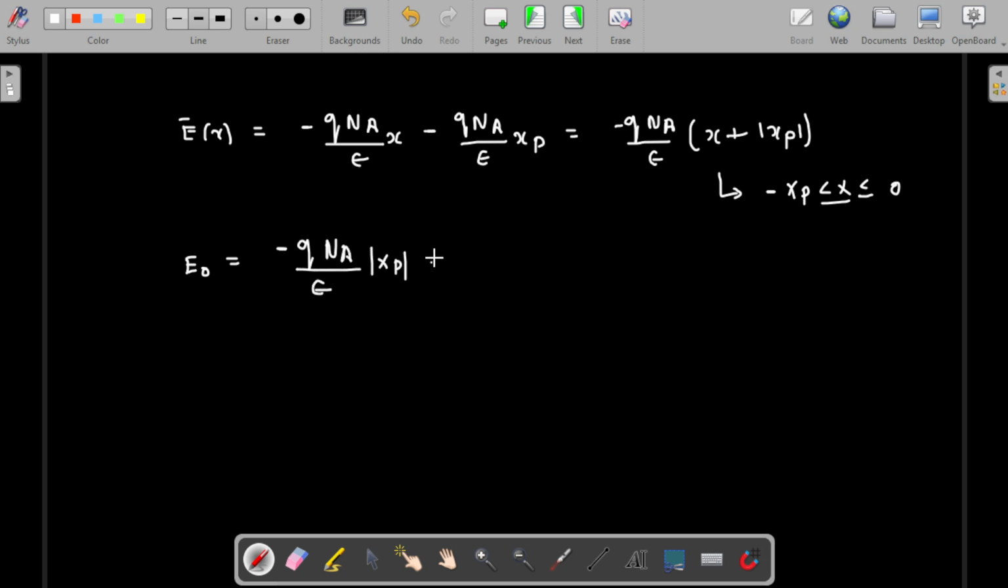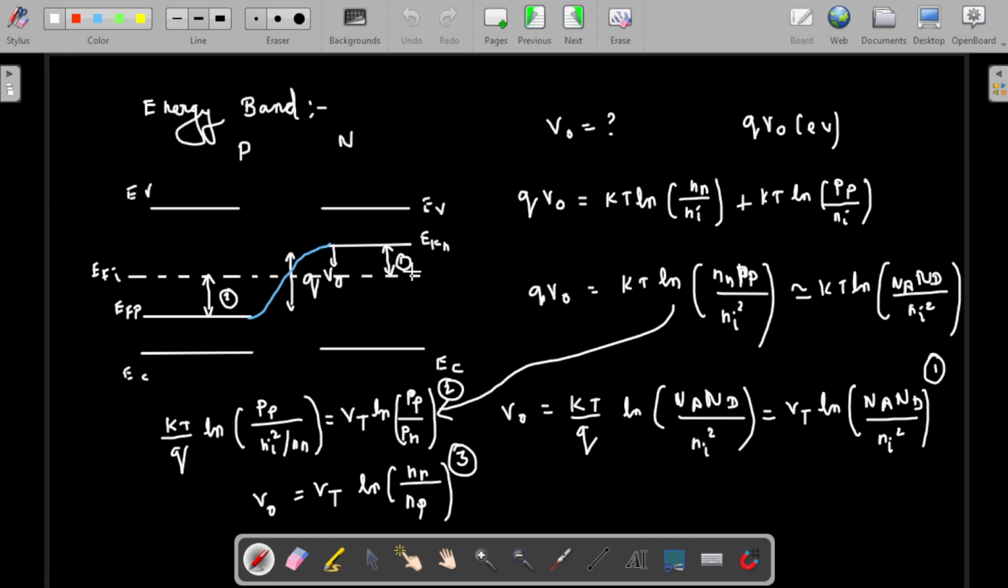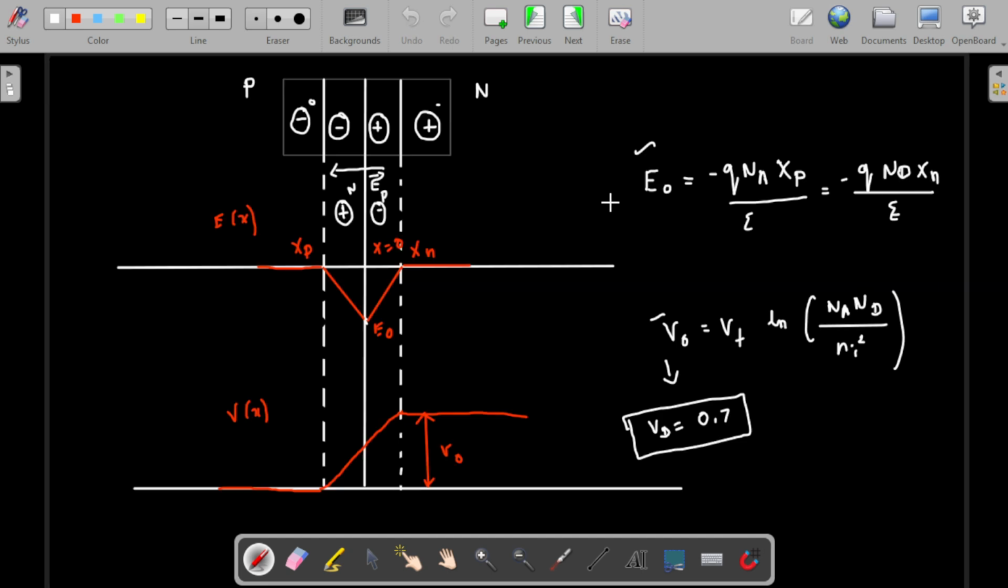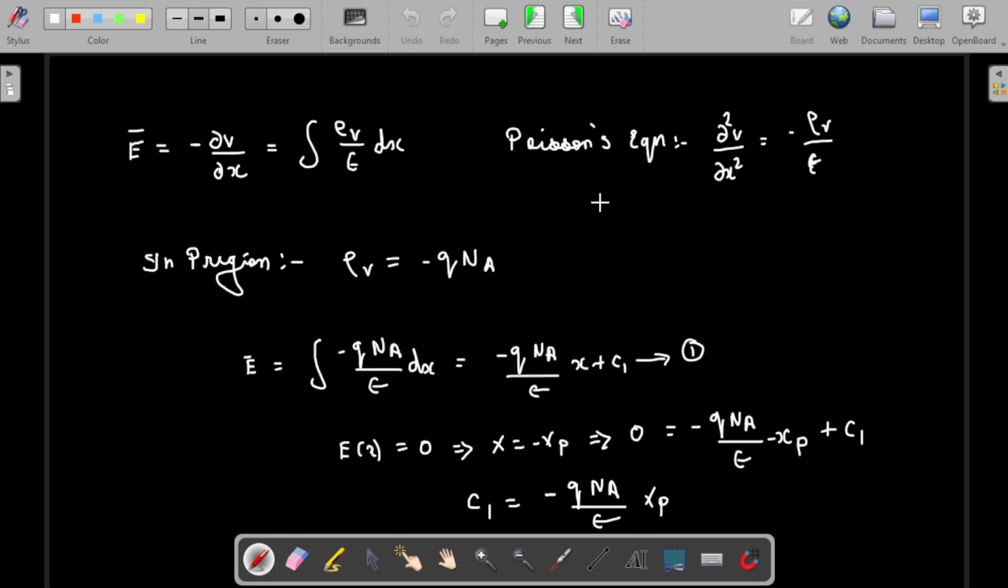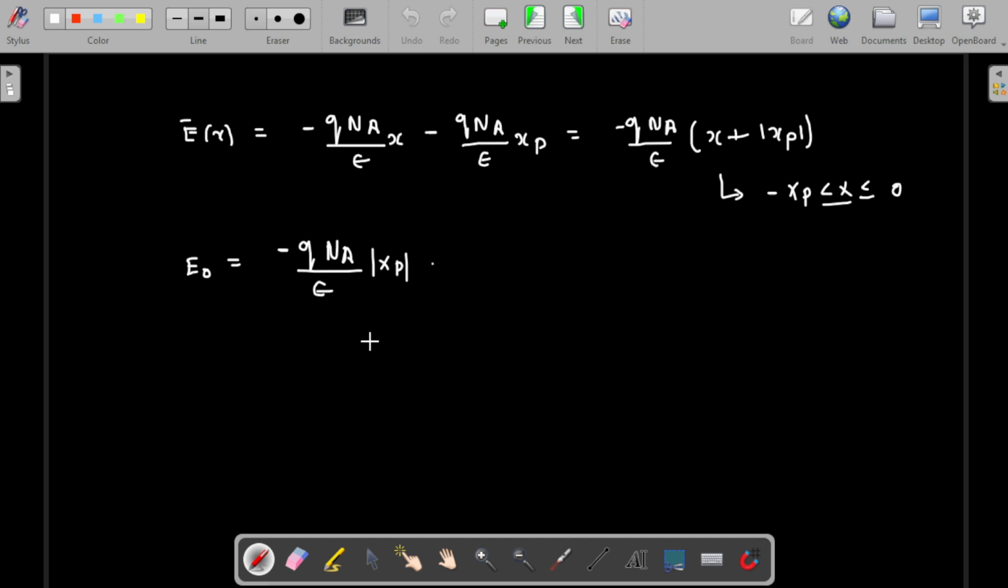This one I have already shown you. In the lecture I have represented the equation here. So this one we already found out in the region x_p. Similarly, in x_n also we can calculate. So we have found out how the equation came. Okay, so let's get into the voltage region.